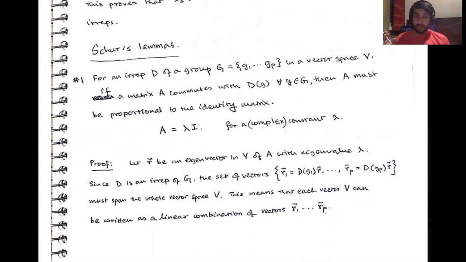Now, since D is an irreducible representation, the set of vectors R1, R2, up to RP, where R1 is DG1R, R2 is DG2R, and so on, and RP is DGPR, must span the whole of the vector space. This would mean that each of the vectors can be written as a linear combination of R1 to RP. Okay, so that's clear again.